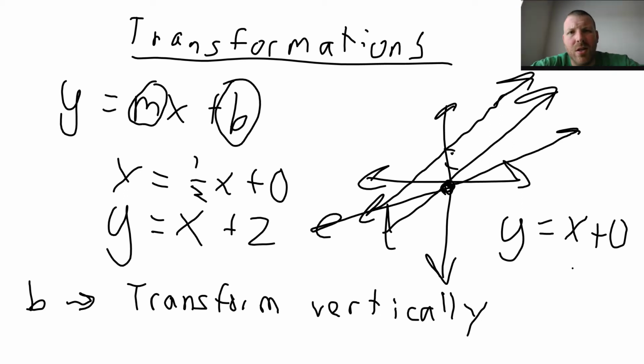Okay, so what's all this telling me? Well, it tells me that if I change m, most important thing, if I change m or I change b, okay, it transforms this thing. But if I change b, it transforms vertically. But if I change m, my line rotates, okay? And it's going to rotate a certain direction.